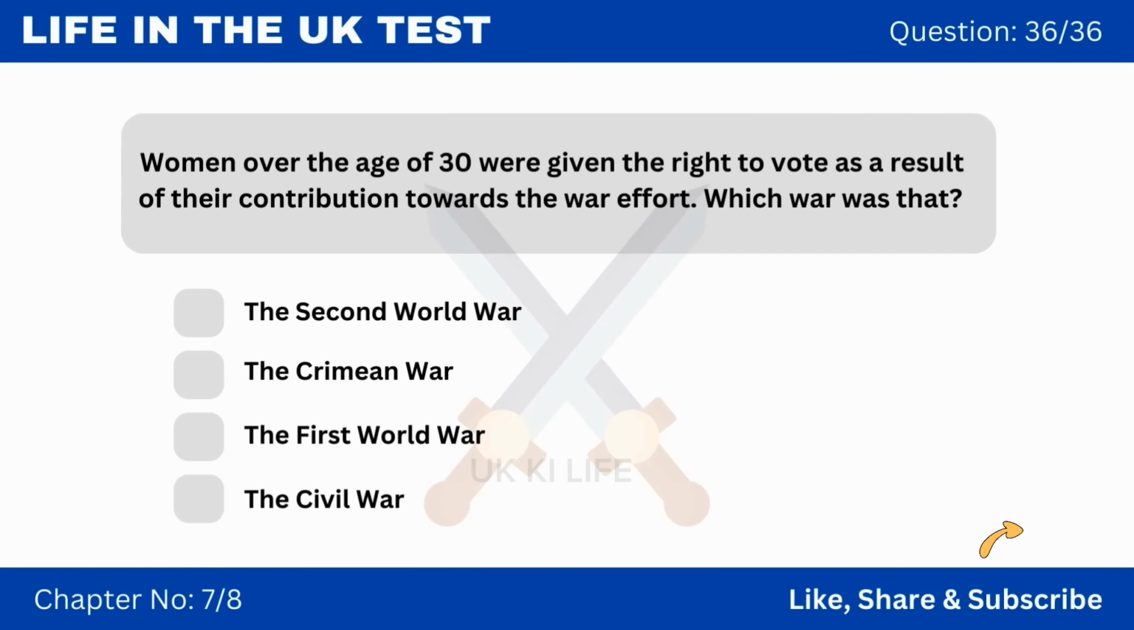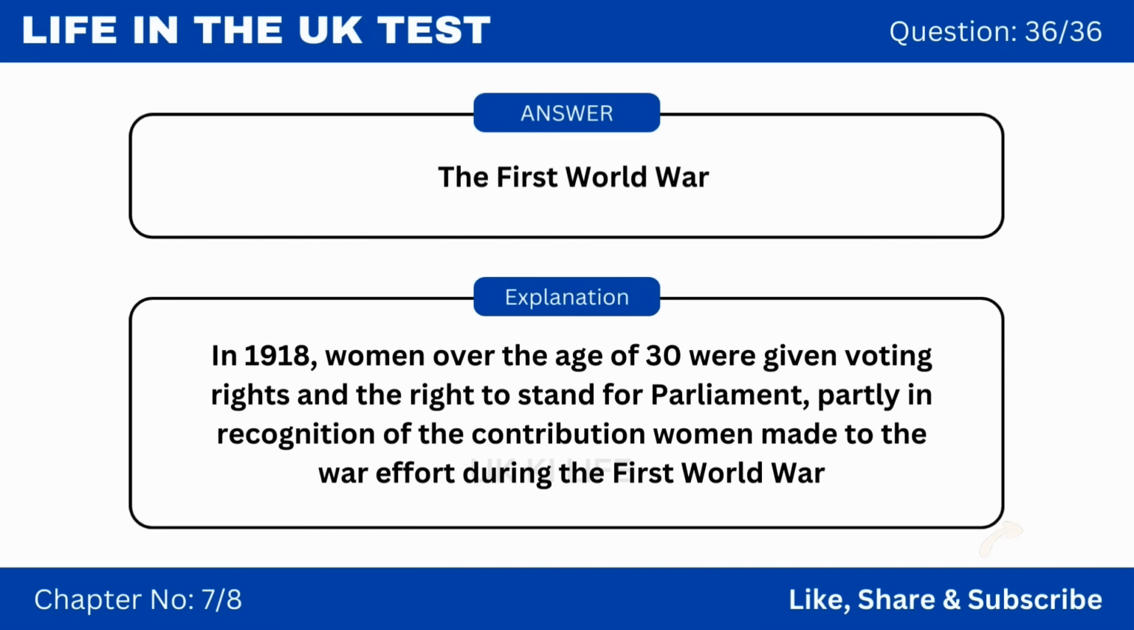The correct option is C. Explanation. In 1918, women over the age of 30 were given voting rights and the right to stand for Parliament, partly in recognition of the contribution women made to the war effort during the First World War.